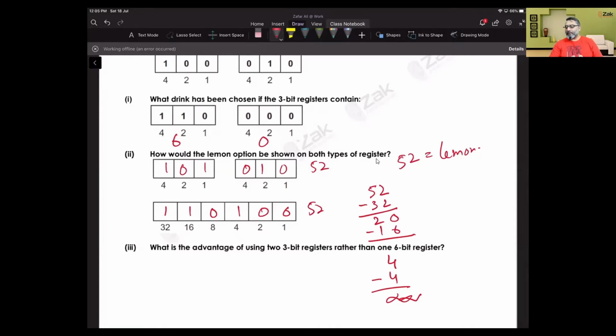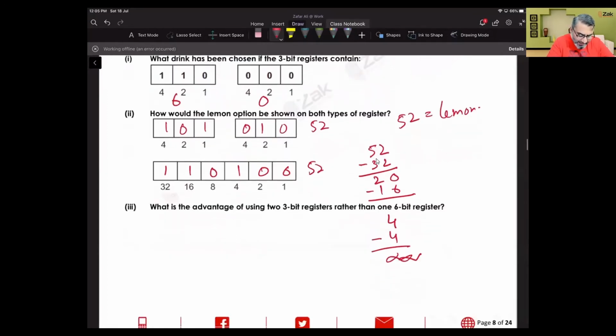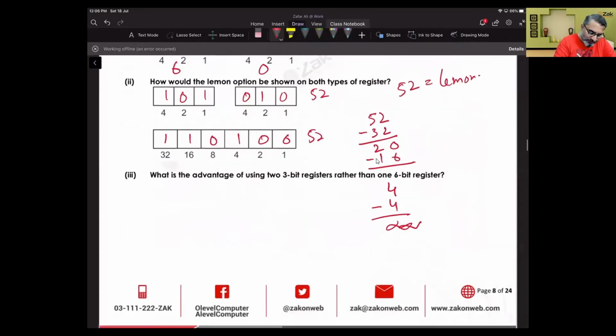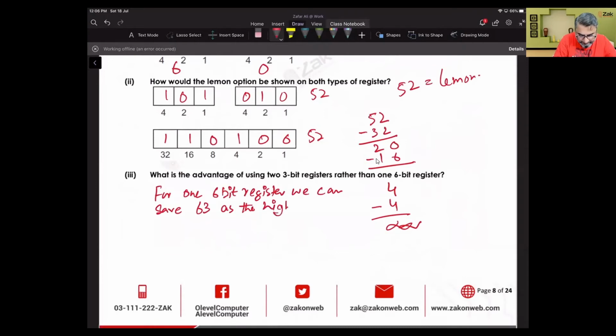Now आगे चलते हैं. What is the advantage of using two 3-bit registers rather than one 6-bit register? So I told you that for one 6-bit register, we can save 63 as the highest number choice.